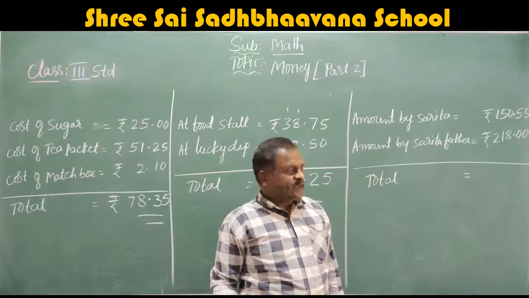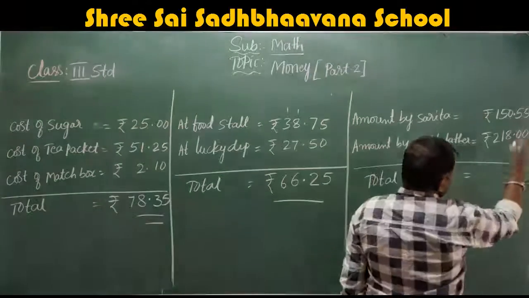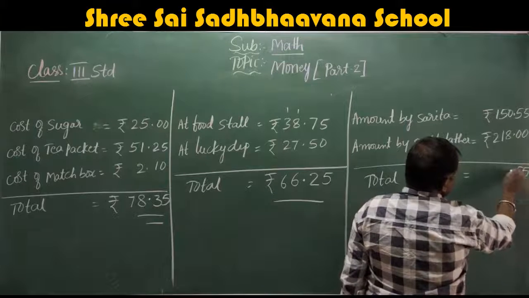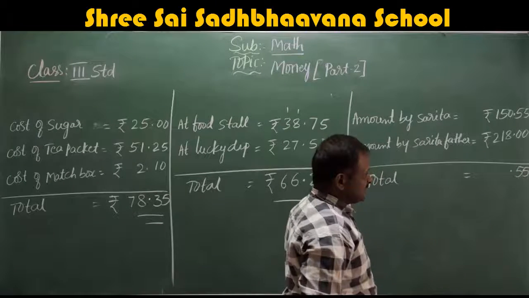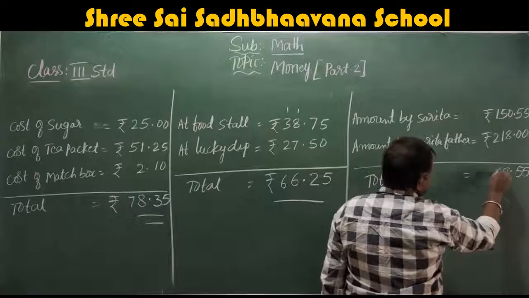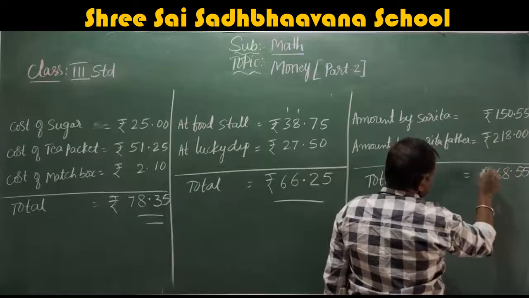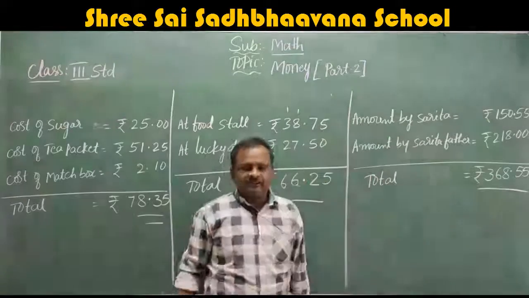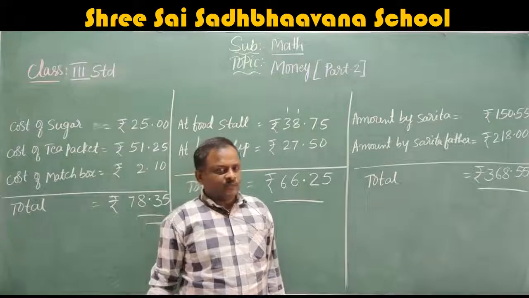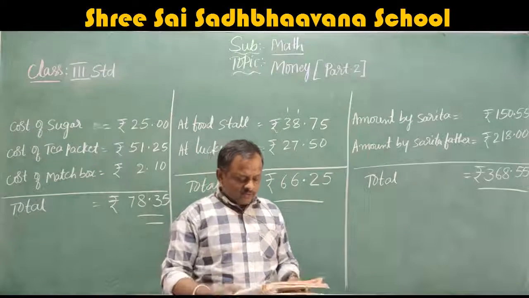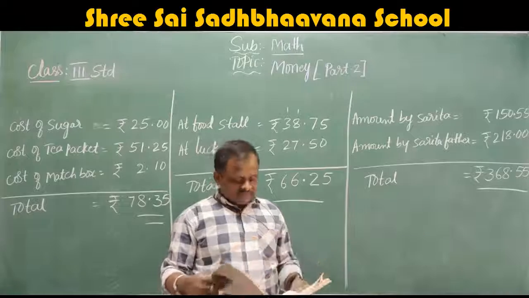For the total, just add here: 5 plus 0, 5, 5 plus 0, 5. Decimal point as it is. 0 plus 8, 8 as it is. 5 plus 1, 6, 2 plus 1, 3. That is rupees 368.55. So this completes the addition of money.